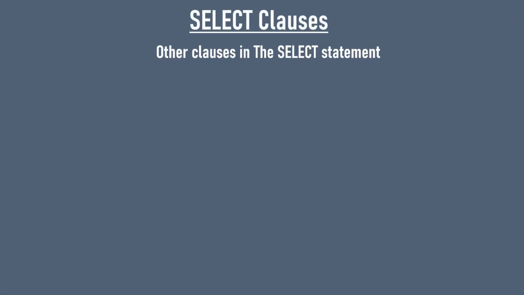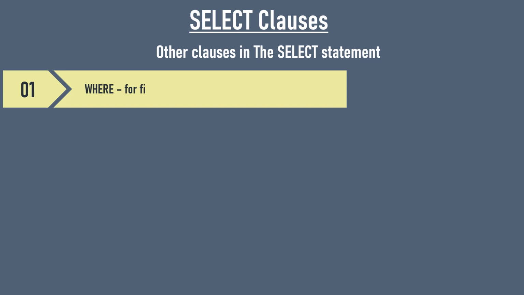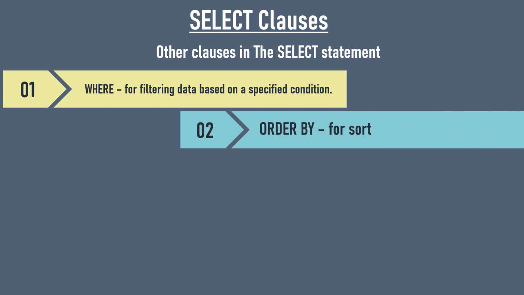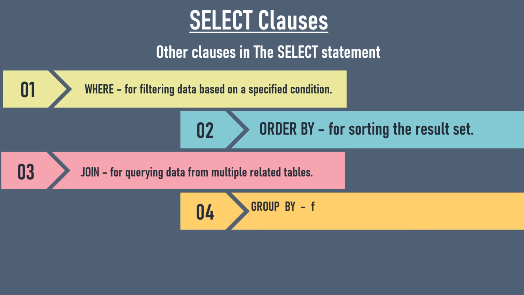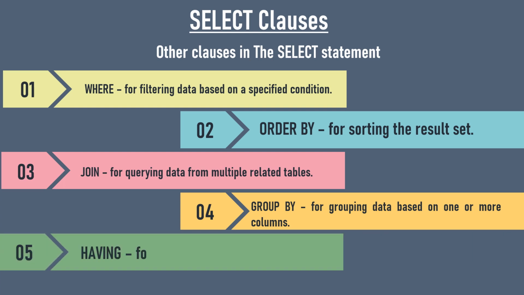SELECT clauses. The other clauses that can be mentioned in the SQL SELECT statement are: first, WHERE clause, for filtering data based on a specified condition. Second, ORDER BY clause, for sorting the result set. Third, JOIN clause, for querying data from multiple related tables. Fourth, GROUP BY clause, for grouping data based on one or more columns. And the last is HAVING clause, for filtering groups.